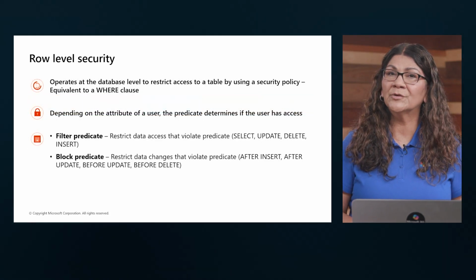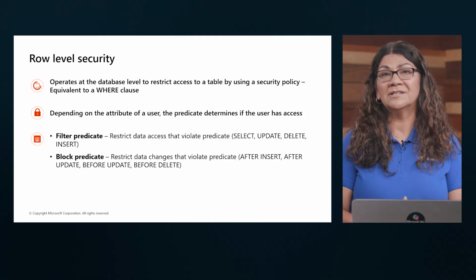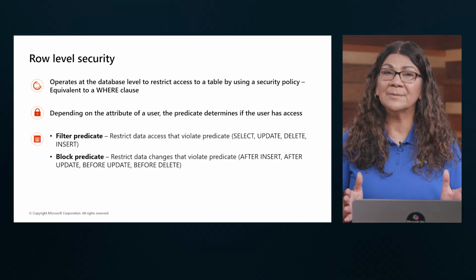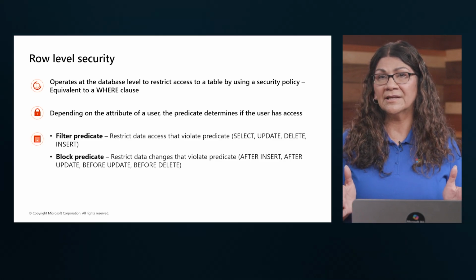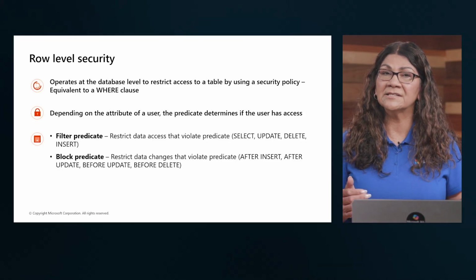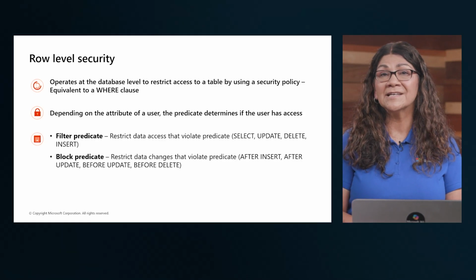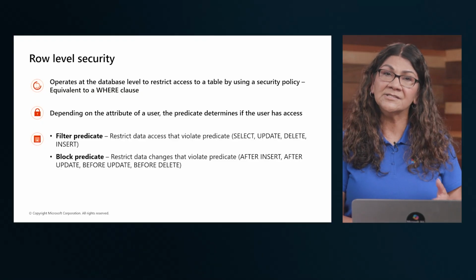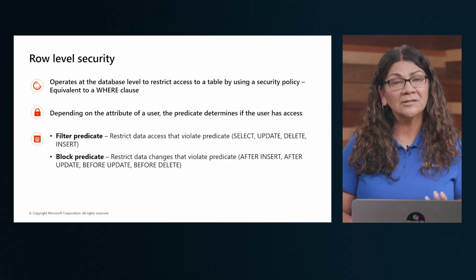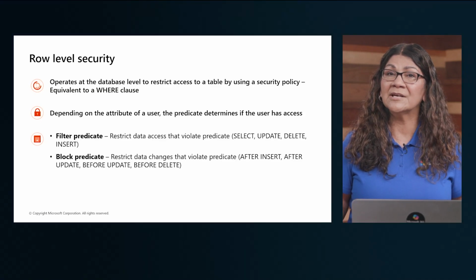Row-level security enforces fine-grained access control by restricting data visibility within a table based on user attributes. This is achieved through two types of predicates. We have a filter predicate, which limits access to rows that meet specific conditions during select, update, delete, and insert operations. And we also have a block predicate, which prevents unauthorized data changes during insert, update, and delete actions. These predicates function like dynamic where clauses, ensuring users only interact with data they're permitted to see or modify.